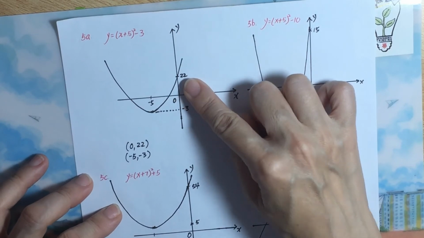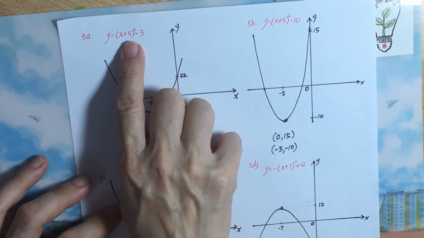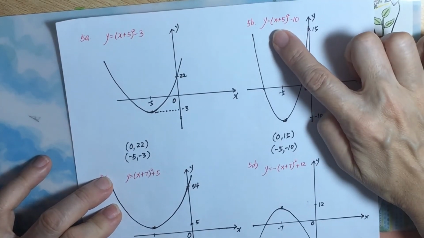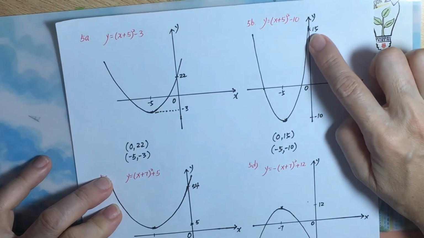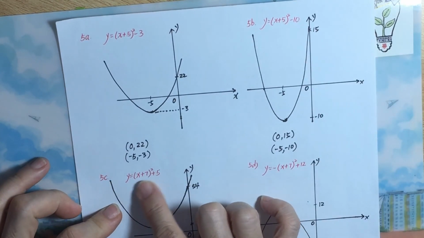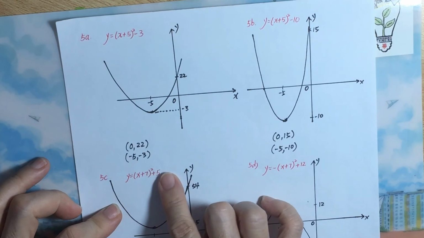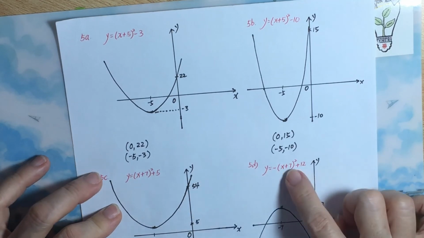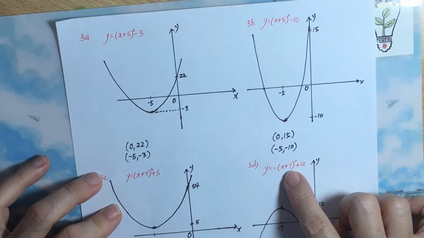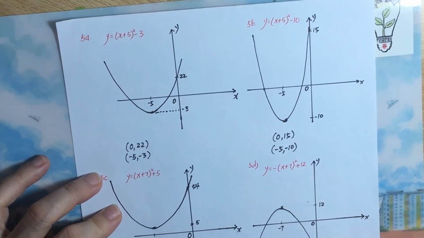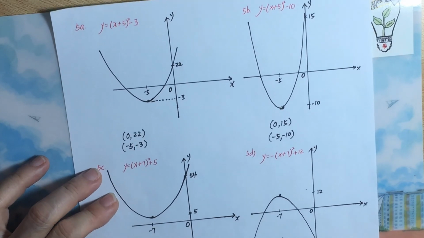How do you find the y-intercept? When you put x equals 0, this will be 25 minus 3, so 22. When you put x equals 0, this will be 25 minus 10, so you have 15. When you have x equals 0, you have 49 plus 5, which is 54. Okay, so that's the point where it cuts the y-axis. When x is 0, this will be 49, but it's -49. So when you add to the 12, you're going to get -37.